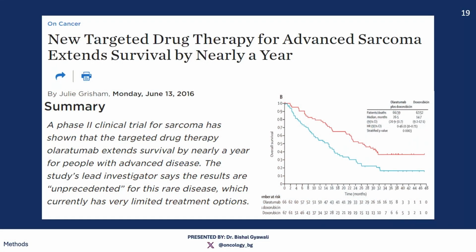This is a drug called olaratumab in sarcoma. This drug underwent a phase 2 trial, and in the phase 2 trial, it improved OS by 12 months. Now that is unprecedented. We don't see 12 months or 1 year OS difference in oncology very often. So it was a 1 year improvement in survival, which was amazing. But this came from a phase 2 clinical trial. But because it was such an unprecedented survival benefit, several regulators approved this, payers paid for this.